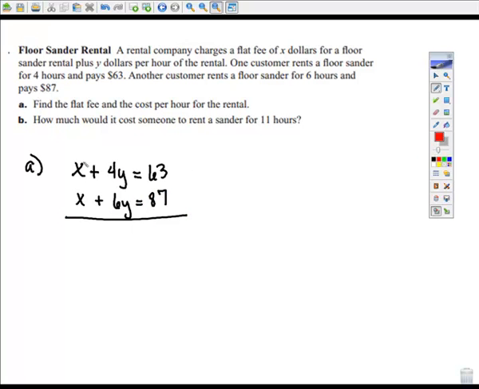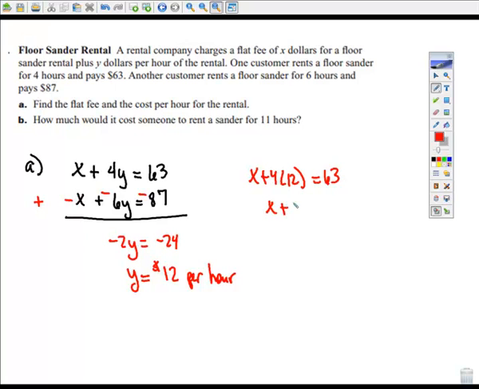Here's my system. I have exact like terms, so remember you're going to subtract. So the x's are eliminated. 4y plus negative 6y is negative 2y. 63 plus negative 87 is negative 24. So y equals 12. So it's $12 per hour. And then now we need to figure out what it is for the flat fee. So x plus 4 times 12 equals 63. x plus 48 equals 63. And x is $15 for the flat fee.